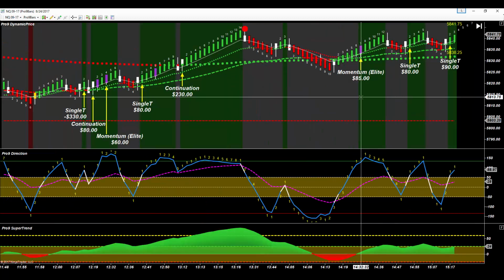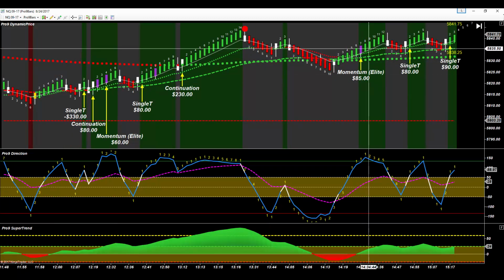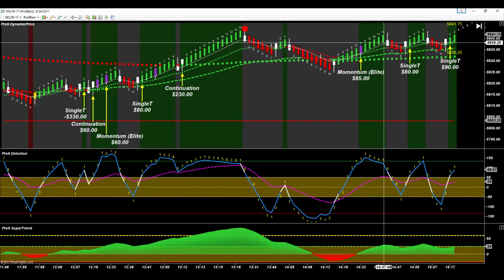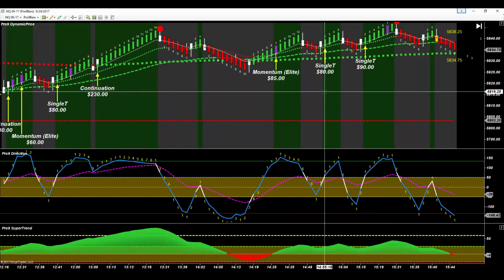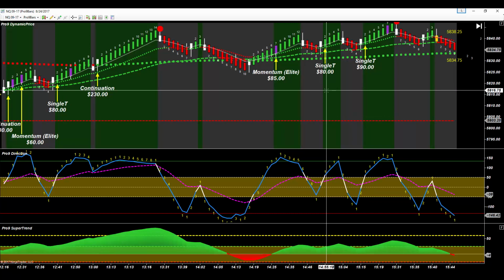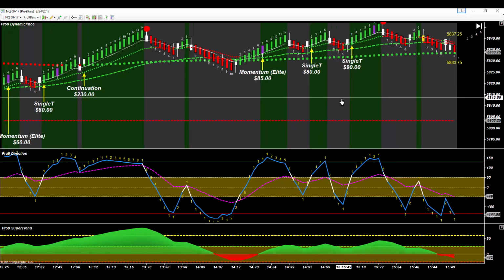Then we have a momentum long. This one hits profit target before the close of bar 4 and will eventually get stopped out trailing at the low of bar 12, grabbing a couple extra ticks with our runner. Then we have a qualified single T. This one just hits profit target with the runner getting stopped out at break even, followed by another single T.